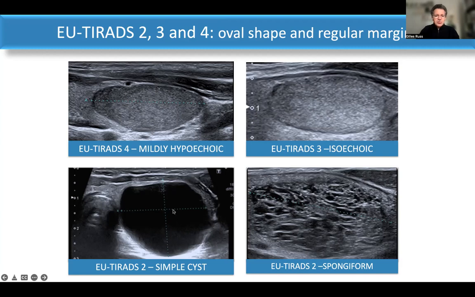EU-TIRADS 2 corresponds to two subcategories. Simple cysts, that means that there is no solid part, especially an eccentric solid part. And the second subcategory of EU-TIRADS 2 are spongiform nodules, of which the definition should be very strict also. This means numerous tiny microcystic cavities occupying at least 75% of the whole nodule, separated by isoechoic tiny septa.